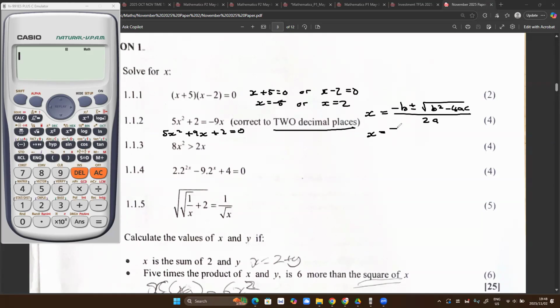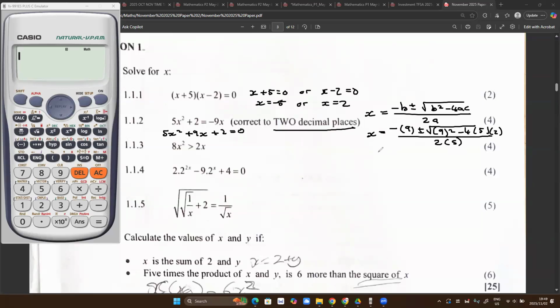We can put in our -9 plus or minus. Make sure you use brackets just in case, especially when squaring. And then it'll be 9² - 4, where a is 5 and c is 2, all over 2a, 2 times 5.